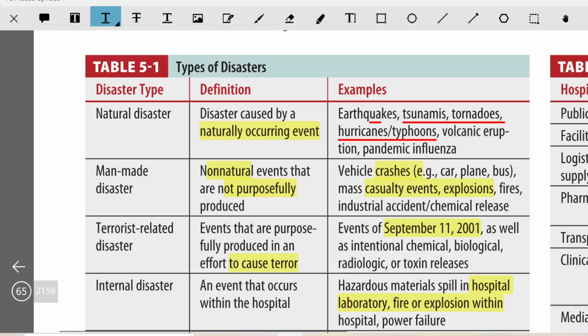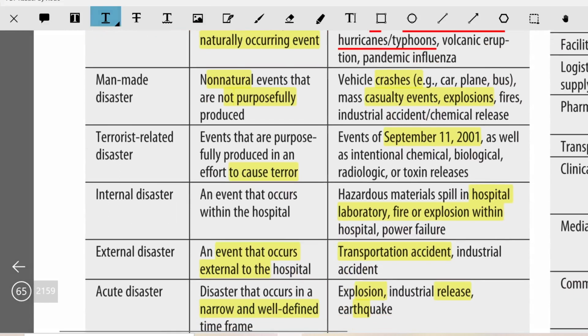Now, the second one is the man-made disaster, which is non-natural but is not purposefully produced, such as vehicle crashes, accidents, explosions, mass casualty events, fires, industrial accidents, etc. The third one is purposefully produced to cause terror, that is the terrorist-related disaster.